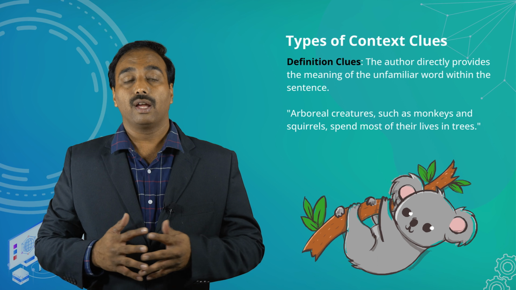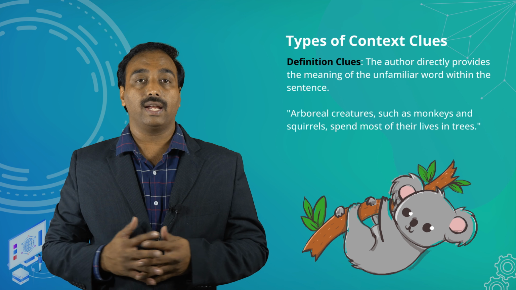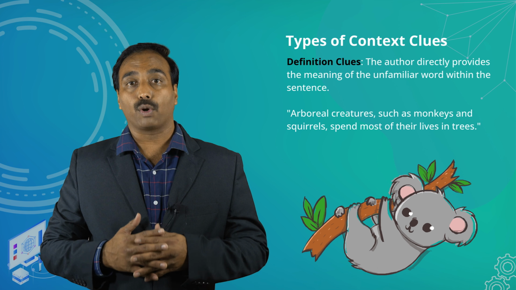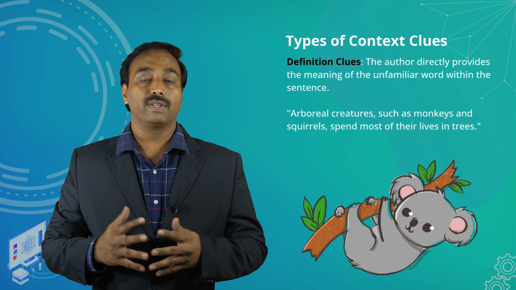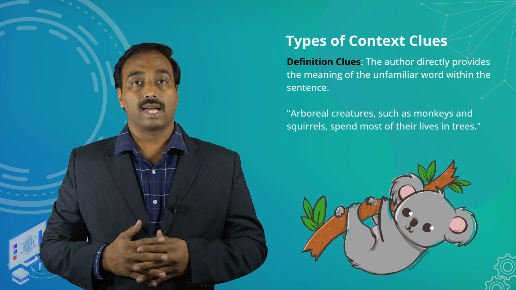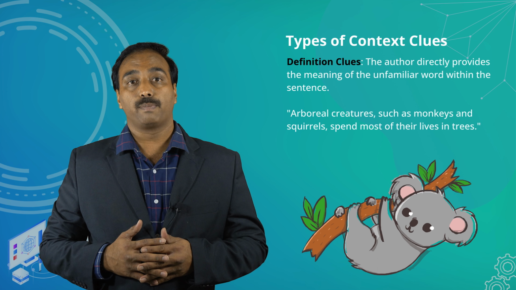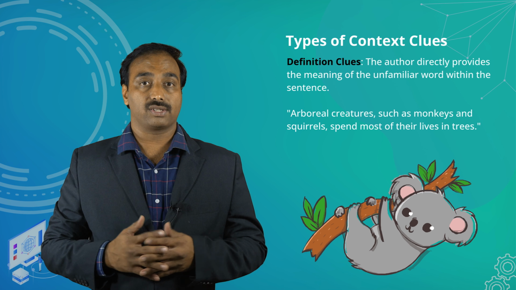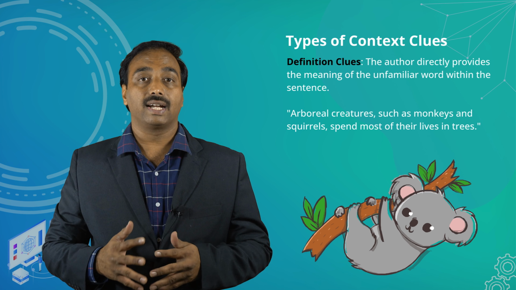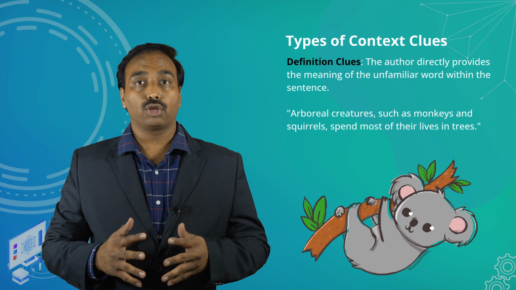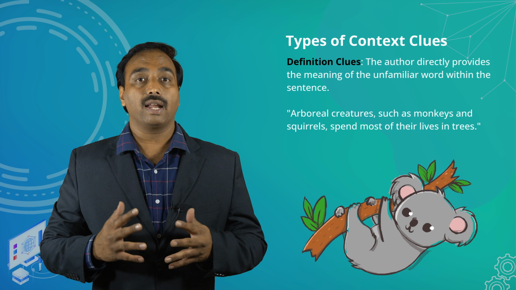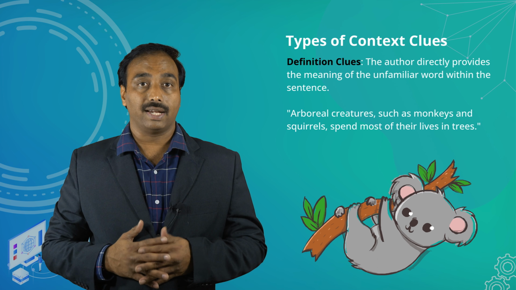Authors often embed various types of context clues in their writing to assist readers. Definition clues. The author directly provides the meaning of the unfamiliar word within the sentence. For example, arboreal creatures such as monkeys and squirrels spend most of their lives in trees. Here, arboreal is defined as animals that live in trees. Arthropods such as millipedes, dragonflies and scorpions are invertebrates with exoskeletons.